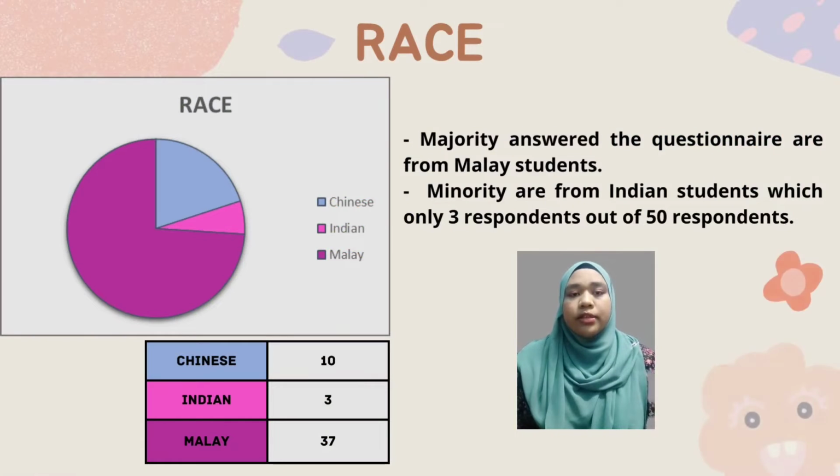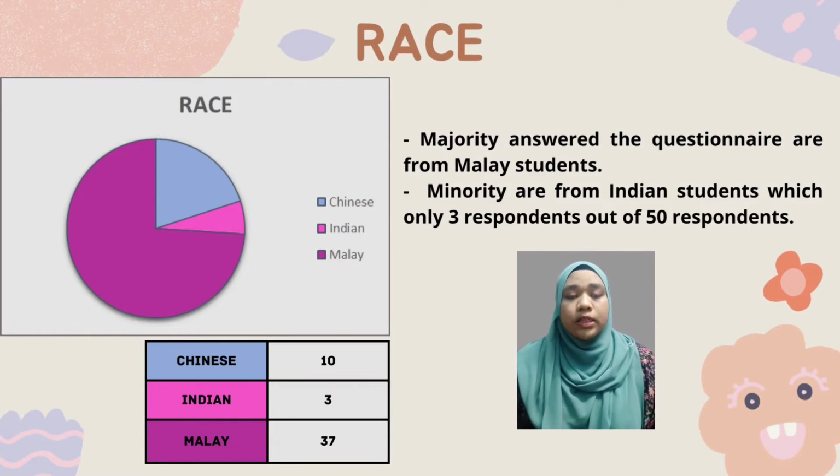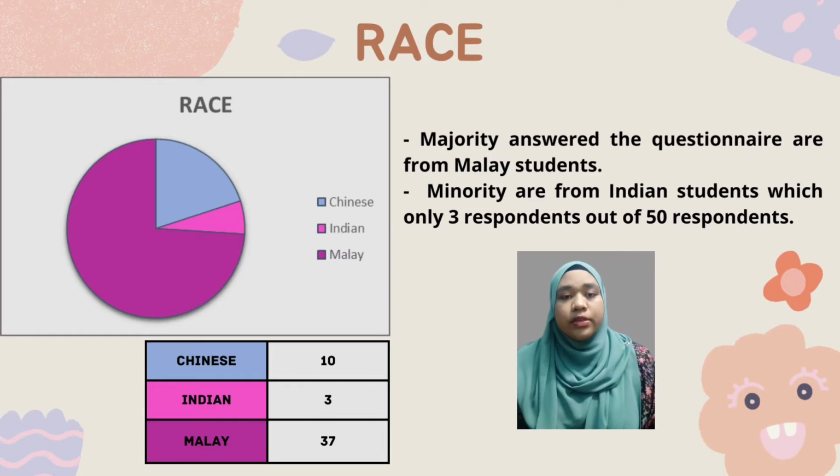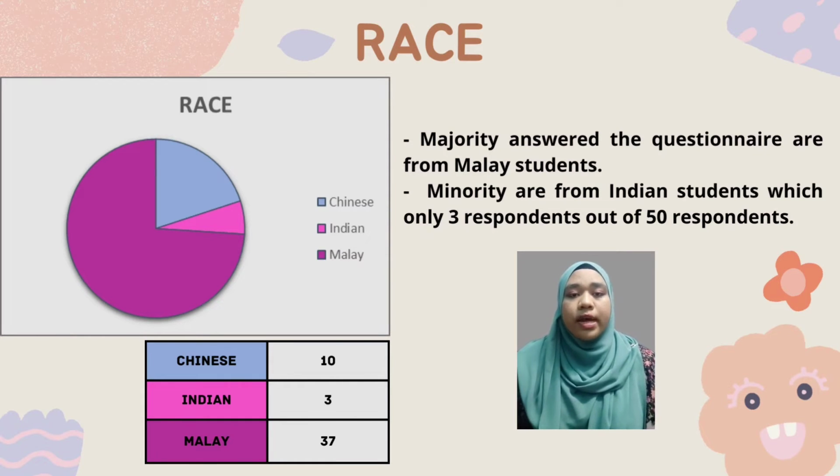people. For race, based on the table and the graph, the majority of respondents who answered this Google form are Malay students, which contributes 74% out of 100, while the others are Chinese students and Indian students. Out of 50 respondents, 37 are Malay students, 10 respondents are Chinese, and only 3 respondents are Indian.